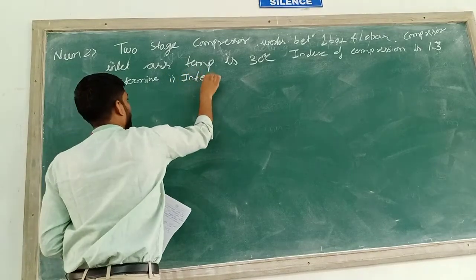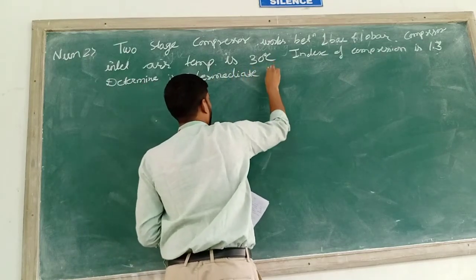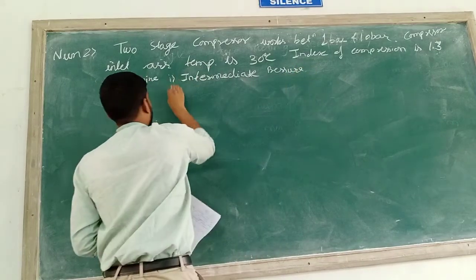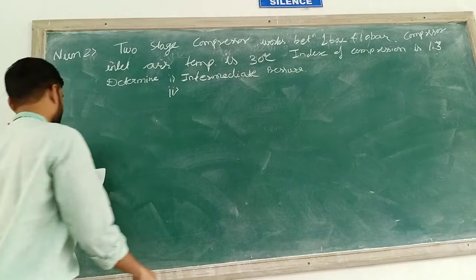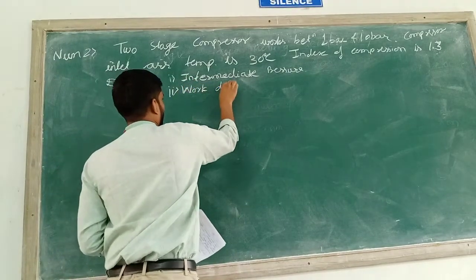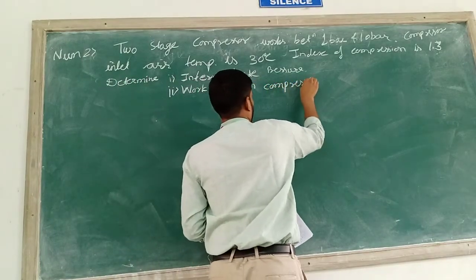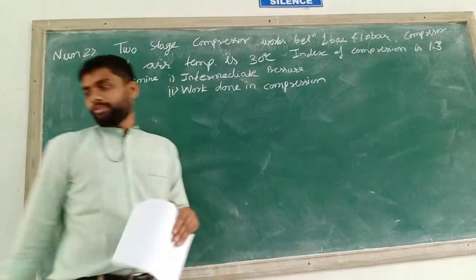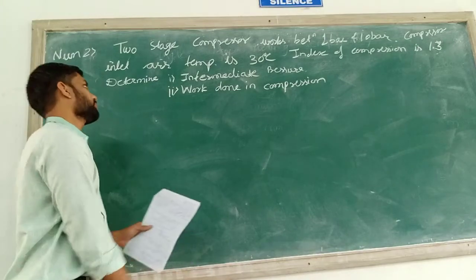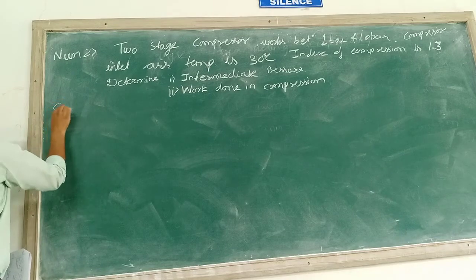first, the intermediate pressure; second, the work done in compression. So here we need to find the intermediate pressure and the work done in compression. These two things we need to determine in this numerical. So let's start the solution here.